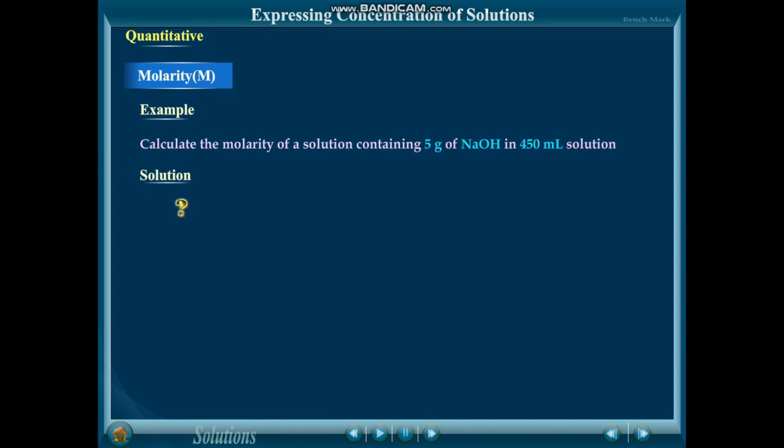For molarity, as we know, it is the number of moles of the solute divided by the volume of the solution in liters. So first we have to calculate the number of moles of sodium hydroxide. It is the mass of sodium hydroxide, which is given as 5 grams, divided by the molar mass of sodium hydroxide, which is 40. That is 23 for sodium, 16 for oxygen, and 1 for hydrogen. So it is 5 by 40, which becomes 0.125 moles.